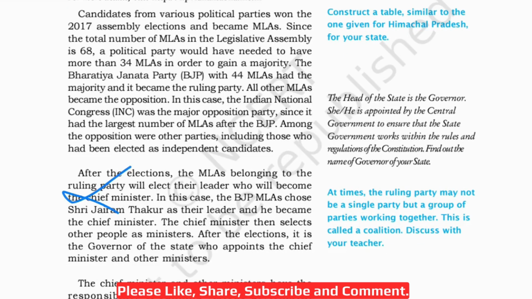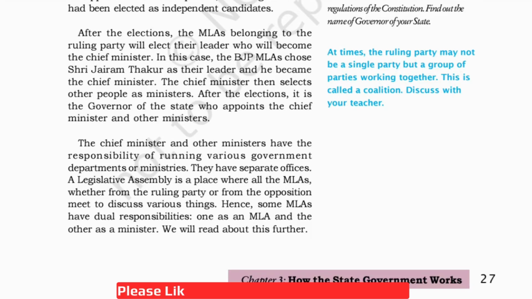Now let's come back to this paragraph. After the elections, the MLAs belonging to the ruling party will elect the leader who will become the chief minister. In this case, the BJP MLAs chose Sri Jairam Thakur as the leader and he became the chief minister. The chief minister then selects other people as ministers. After the elections, it is the governor of the state who appoints the chief minister and other ministers. The chief minister and other ministers have the responsibility of running various government departments or ministries.